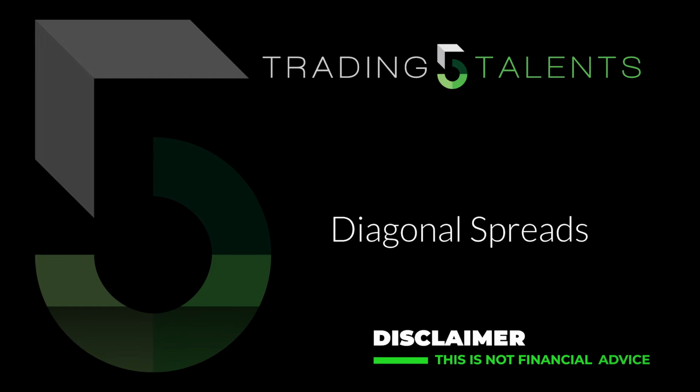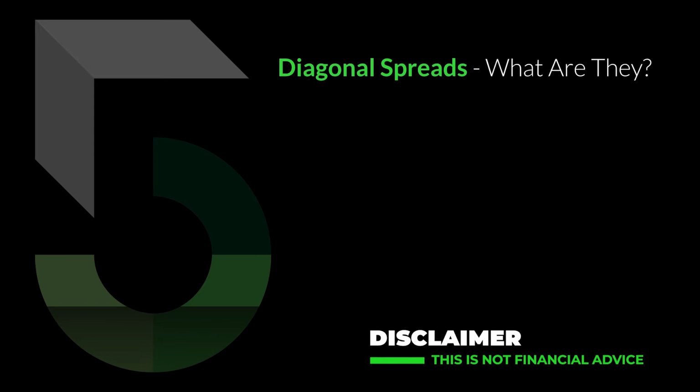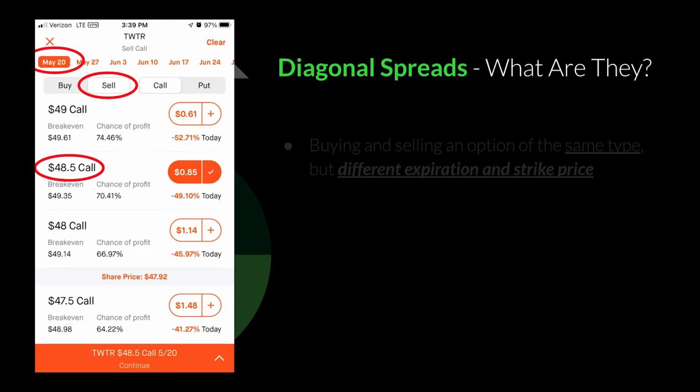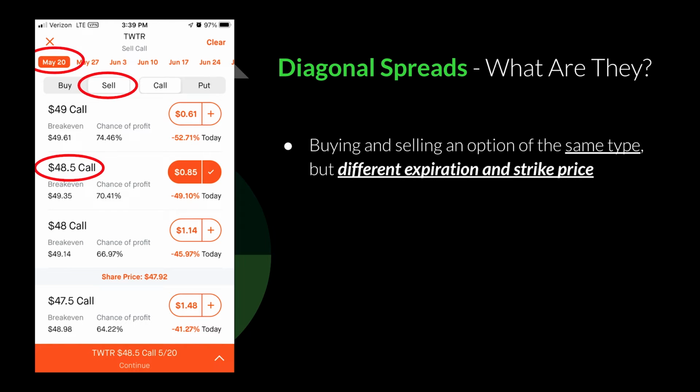In today's video, I want to cover diagonal spreads. Now, diagonal spreads, what are they? So we'll use Twitter as an example. First of all, a diagonal spread is a spread strategy that involves buying and selling an option of the same type, but with different expiration dates and different strike prices. The same type would be like a put or a call.